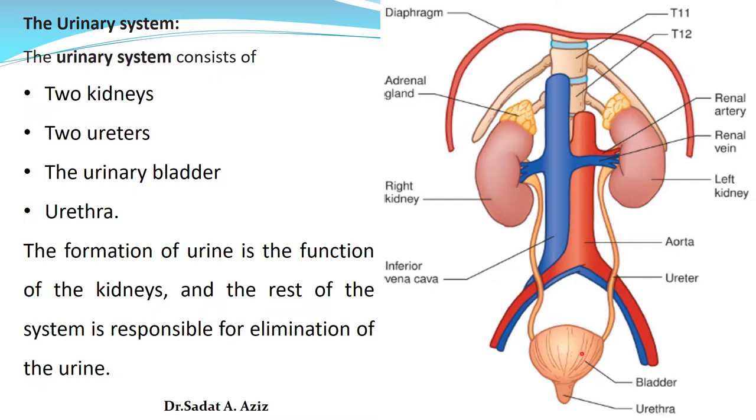Then what we have here is the structure called the urinary bladder. And then there is another structure which is called the urethra. So the urethra is a shared canal between the urinary and reproductive systems. I think we mentioned this when we had our lecture about the male and female reproductive system, if you remember.